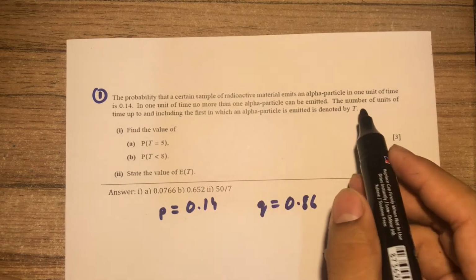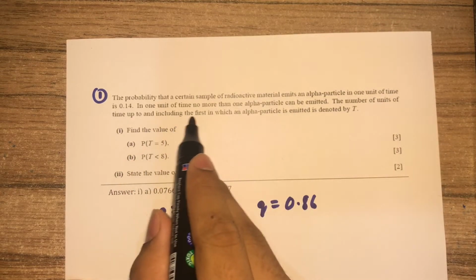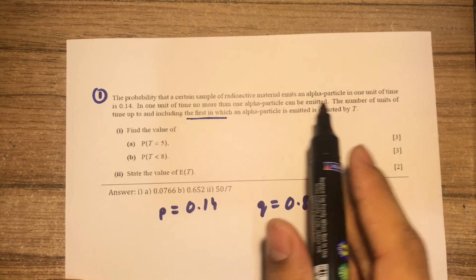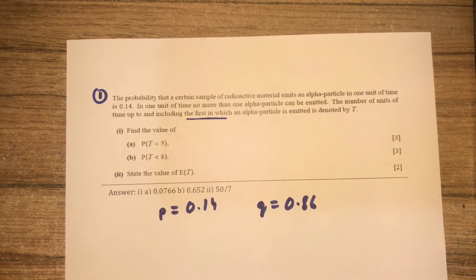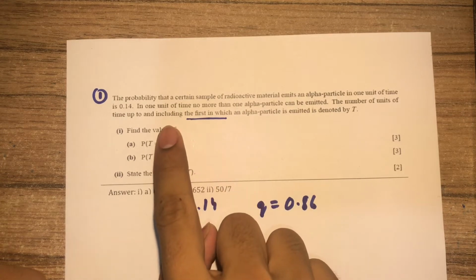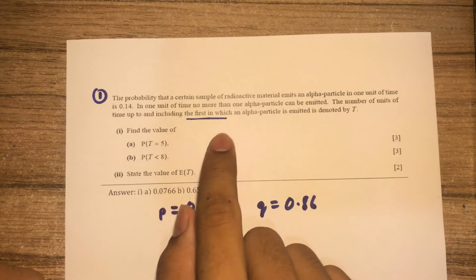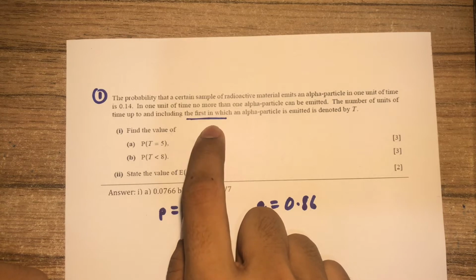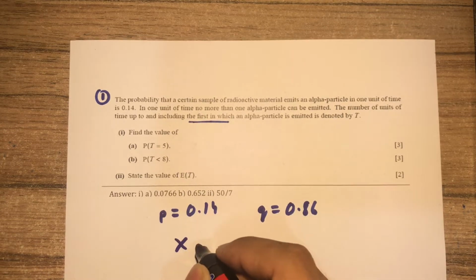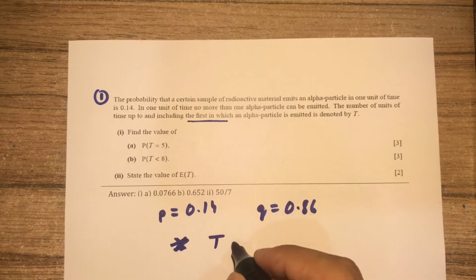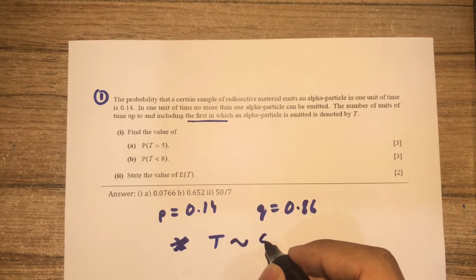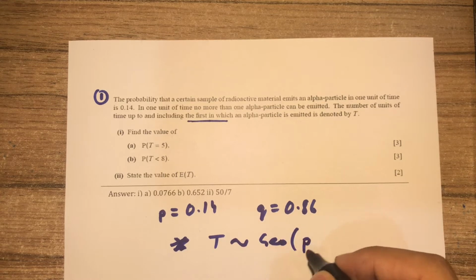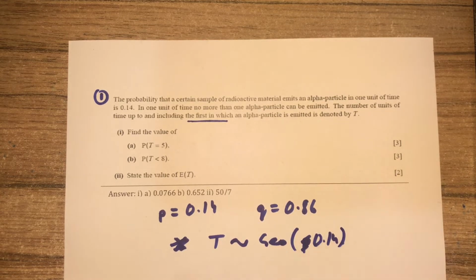So after that, the number of units of time up to and including the first in which an alpha particle is emitted is denoted by t. Now the aim for geometric distribution is to find the probability of the first success. So since over here is talking about the number of units of time up to including the first in which an alpha particle is emitted, this shows that this is going to be a geometric distribution. So I can write that x, or in fact it's t over here. So t is the random variable, follows geometric, and p is 0.14, right?